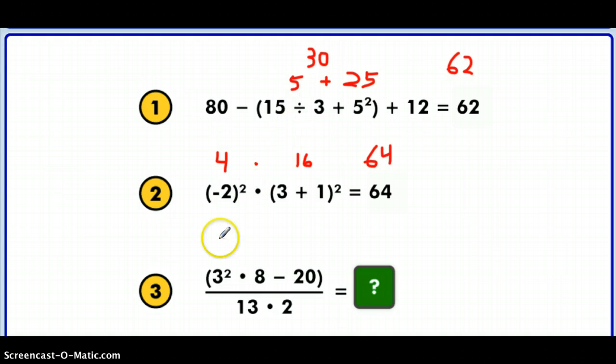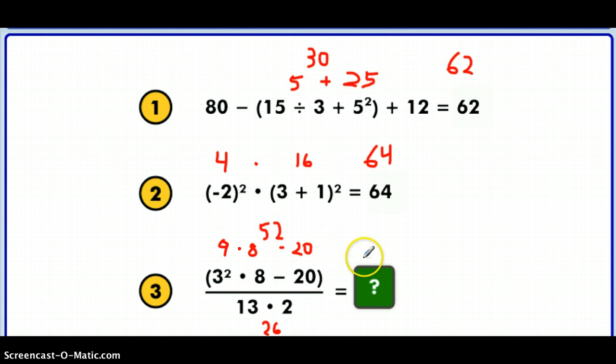And then now on this last one down here, again we look inside the parentheses, so we have these exponents. So first we have 3 to the second power is 3 times 3, which is 9. And then we're going to multiply that times 8. And from whatever this result is, we're going to subtract 20. So on the top of the fraction, then we have 9 times 8 is 72 minus 20 is 52. And then on the bottom we have 13 times 2 is 26.